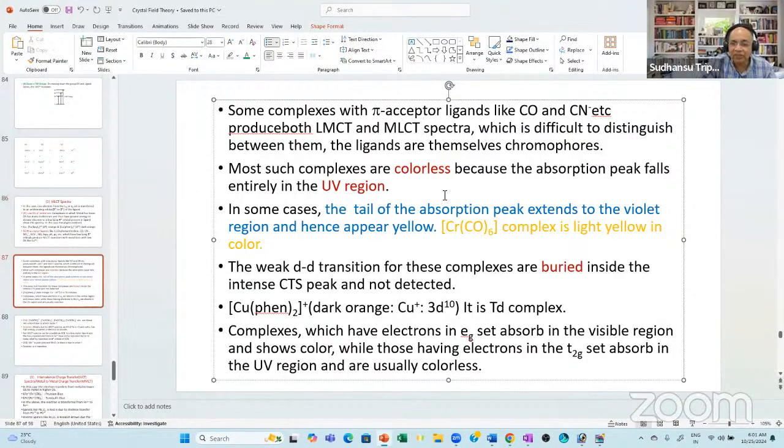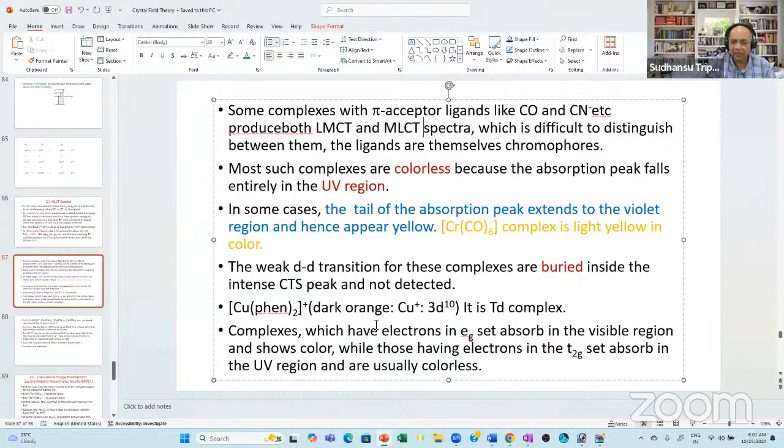The d-d transition for them is mostly buried inside the strong CT peak, because their delta o is also large for cyanide and carbonyl. Even the d-d transition falls in the UV region, but that is not seen. It is buried. The example for this is phenanthroline copper(I).